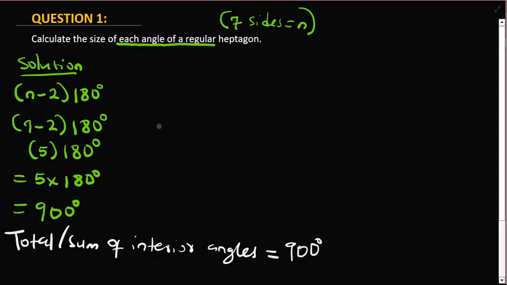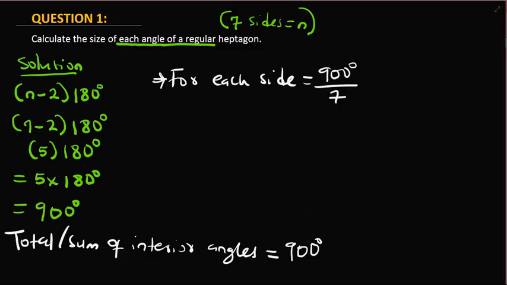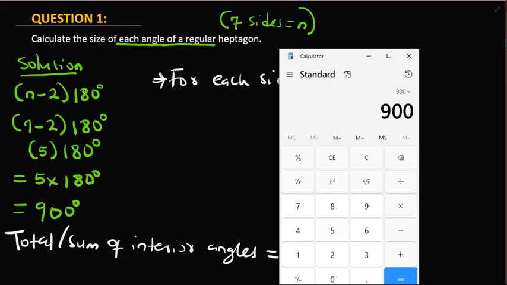But we're not solving for the number of triangles, we're solving for each angle, so we divide by the number of sides, which is 7. For each side, I will have 900 degrees divided by 7. Let's do that together. 900 divided by 7 gives us 128.57. I want to take 2 decimal places, so 128.57.